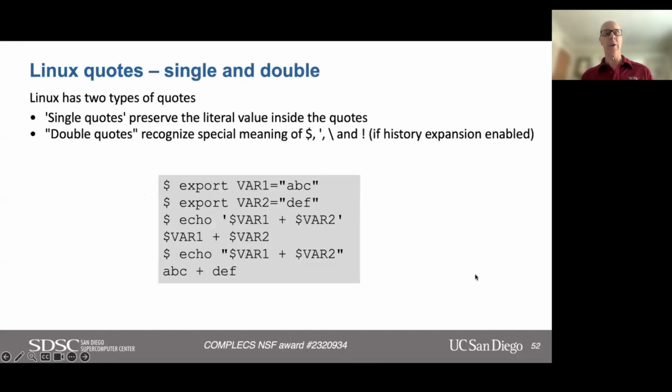So I'm just going to finish up. We're going to look at Linux quotes very quickly. Linux provides single and double quotes. Single quotes preserve the literal value inside the quotes, and double quotes recognize the special meaning of dollar signs, single quotes, backslashes, and if you have history expansion enabled, the exclamation point.